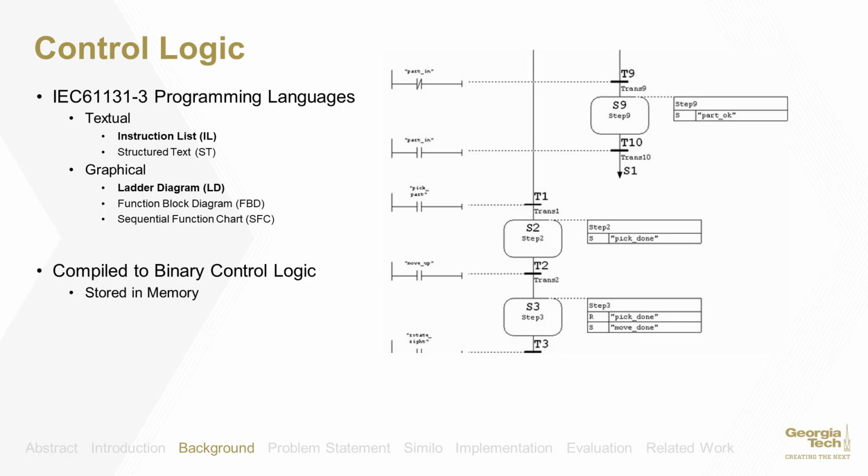It's important to note that while the high-level source code is often in a common language defined by IEC 61131-3, the code must first be compiled into binary control logic, which varies between both vendors and PLCs, before being stored into the PLC's memory and executed.